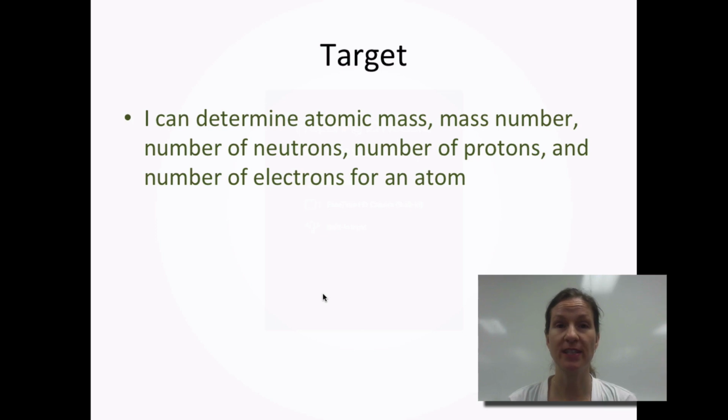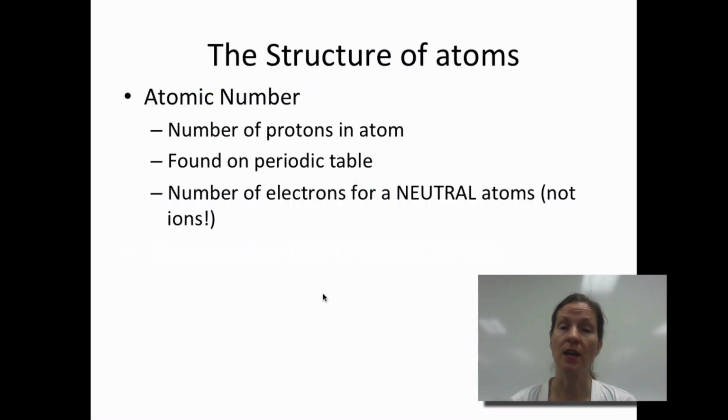This video will focus on the target: I can determine atomic mass, mass number, the number of neutrons, protons, and electrons in an atom. So it's basically a target that focuses on counting subatomic particles. Almost all your information about your atom can be found on the periodic table, and in the end, we will solely use the periodic table to get the information. For this unit, though, there'll be a little bit more we do.